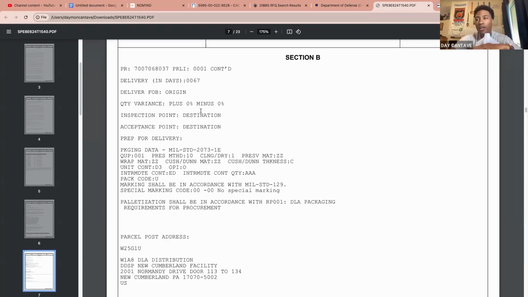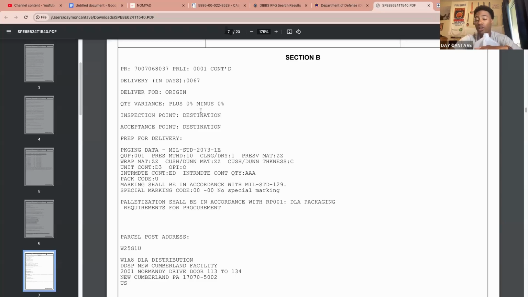Quantity variance. We're going to save that for another time, but for the most part, you really don't have to worry about it. Quantity variance only comes into play once you start bidding on contracts that have 500 units or more, and individual units, by the way. So like the example that we just talked about, if it's 5 packages and the packages are 100 each, then quantity variance might come into play.